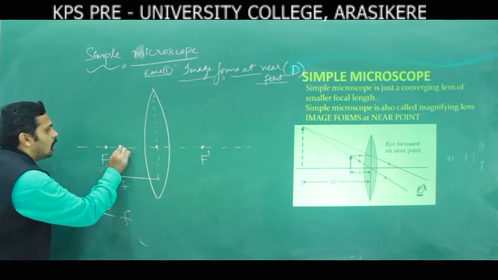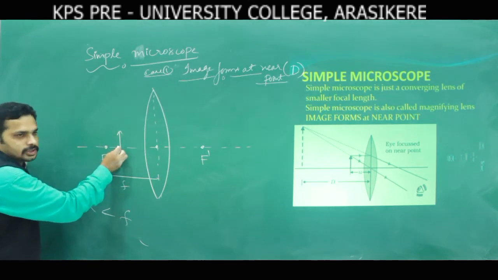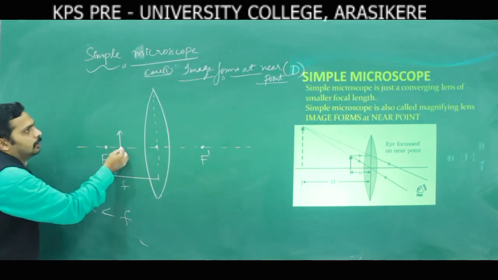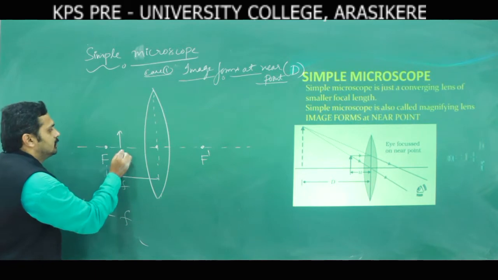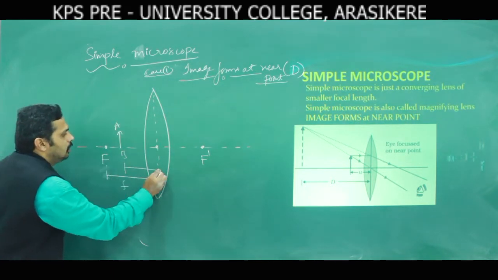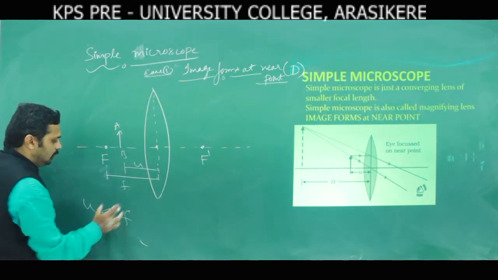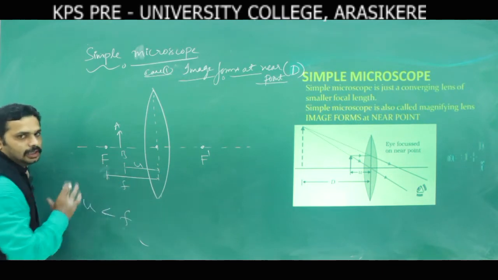You have to place the object within the focus. Object focus olagade barabeku. It's a very, very important point. This is the object, and this is the object distance. Here u is less than f. Object distance is less than f.